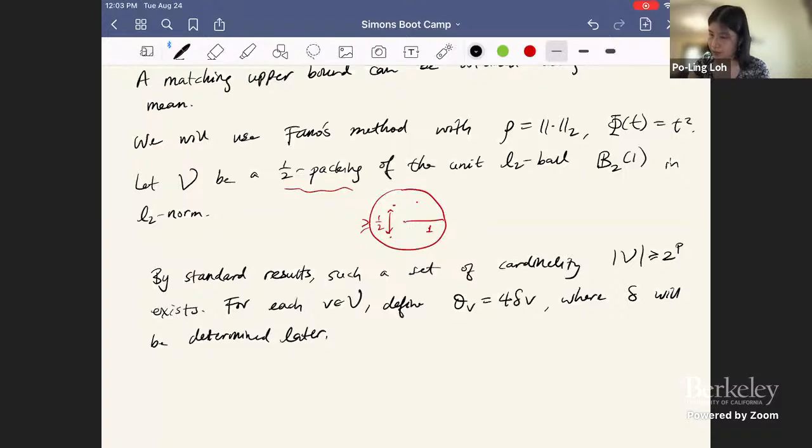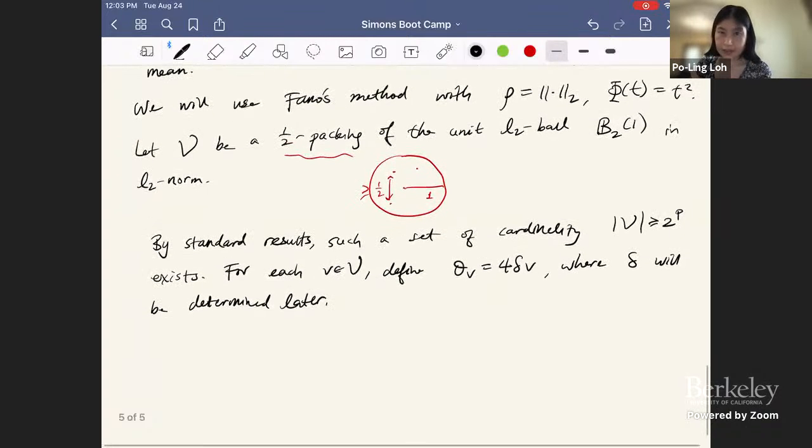Okay, so here's where we're going to get our 2 delta separated part. And actually, this will hold for any delta, but then the whole game is to set delta later and a bound will fall out. Okay, so now let's check that this is 2 delta separated. So for v not equal to v prime, we can verify.